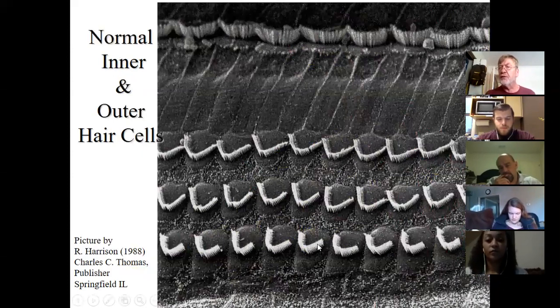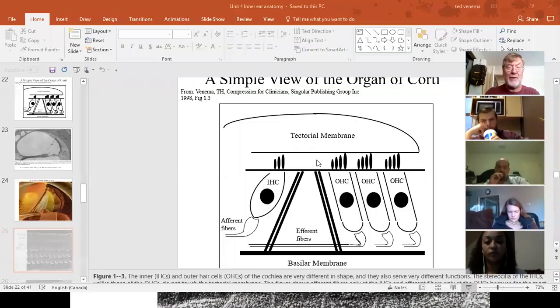Where are you getting 12? Well, the reason I'm getting 12 is because as you move up the cochlea, this 3 rows turns into 4 rows, which turns into 5 rows. That's how you end up with 12. Got it? Good. Glad you did.